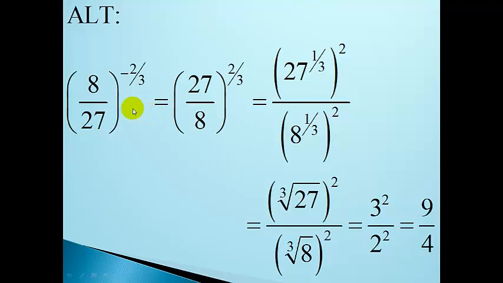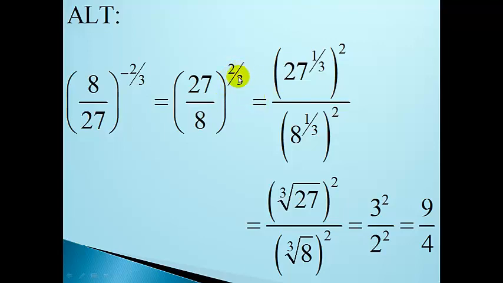Now let's look at the alternative approach. Given 8 over 27 exponent minus 2 over 3, when 27 goes up and the 8 comes down, quickly the negative exponent has to change to positive exponent. Now we understand this according to property number 4.